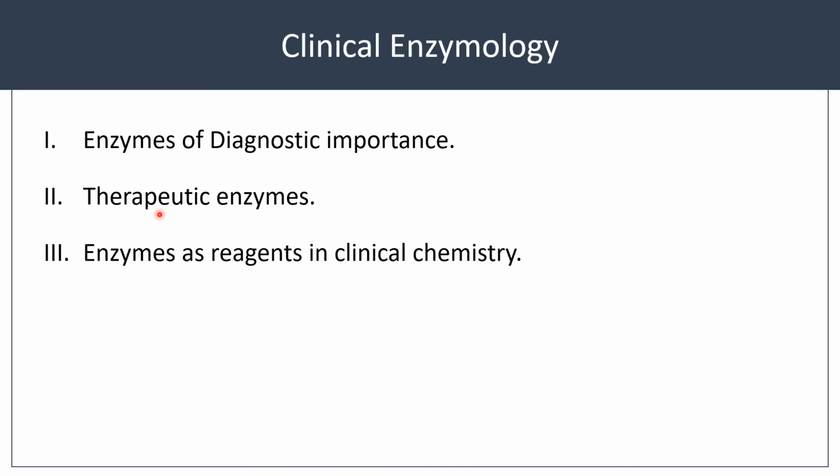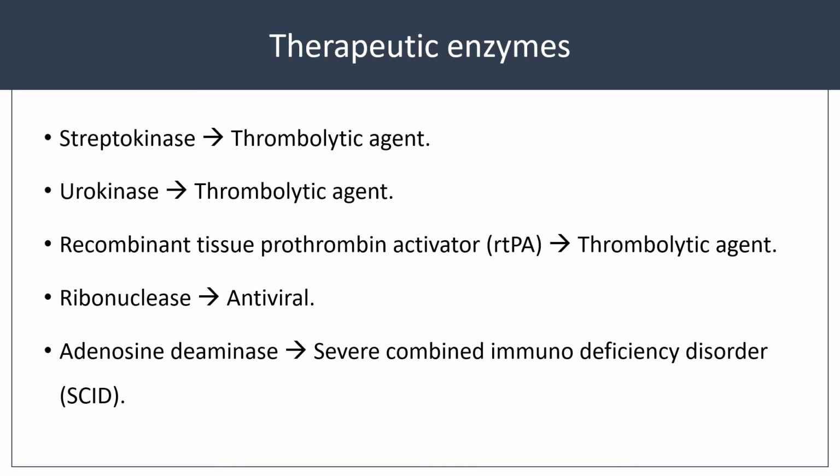Next, coming to the enzymes of therapeutic importance. At least you should memorize 5 examples of therapeutic enzymes, that is, enzymes used as treatment. The important examples are streptokinase, urokinase, and recombinant tissue plasminogen activator. All these 3 are given as thrombolytic agents. When a patient is having myocardial infarction, as treatment we will give either streptokinase, urokinase or recombinant tissue plasminogen activator.